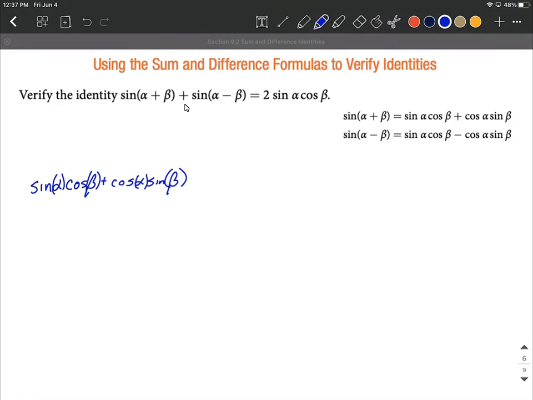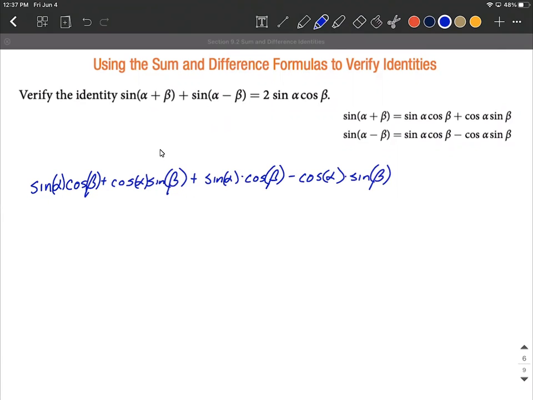To that, we're supposed to add sine of alpha minus beta. So I'm going to, again, cut and paste everything that's on the right-hand side, right where the sine of alpha plus beta was, because these are equal. So sine of alpha times cosine of beta minus cosine of alpha times sine of beta. All right, so we filled in using our sum and difference formulas for sine so far.